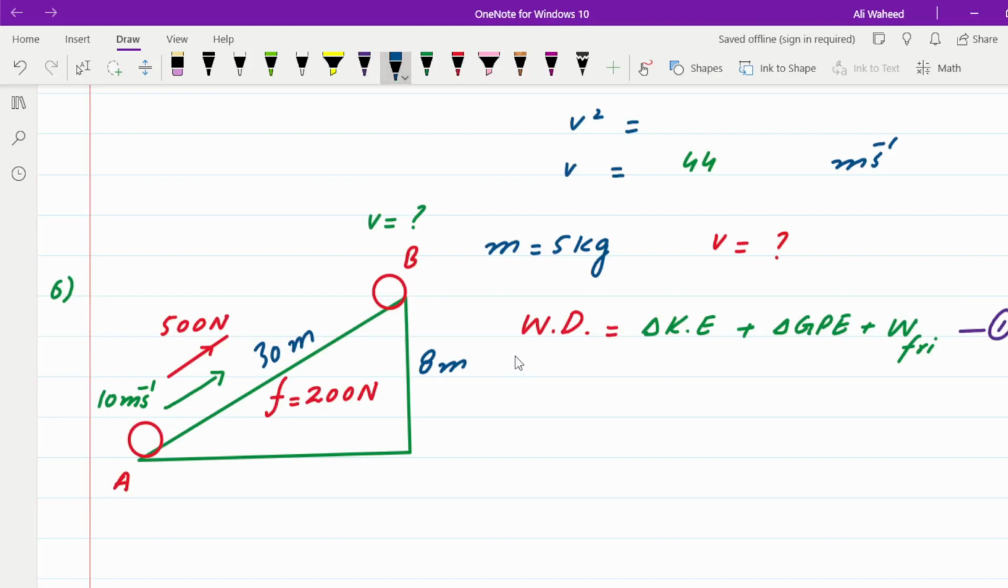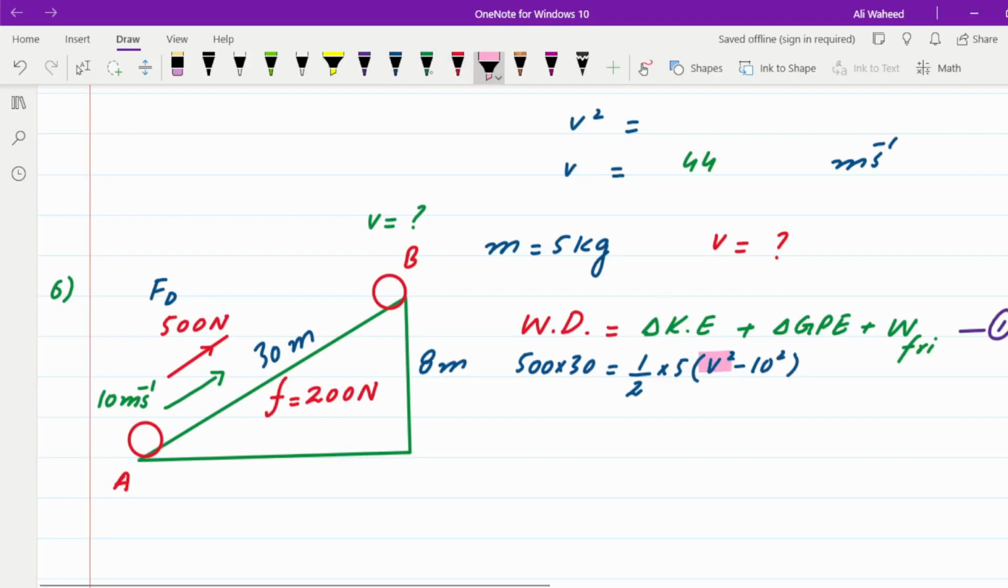Work done would be the driving force. This is the driving force, the forward force, 500. So 500 times the distance, which is 30. The change in kinetic energy would be 1/2 times mass times v square minus the initial speed, which is 10 square. And v square needs to be found out. Plus GPE, which is m g h: 5 times 9.81 times h, which is 8.